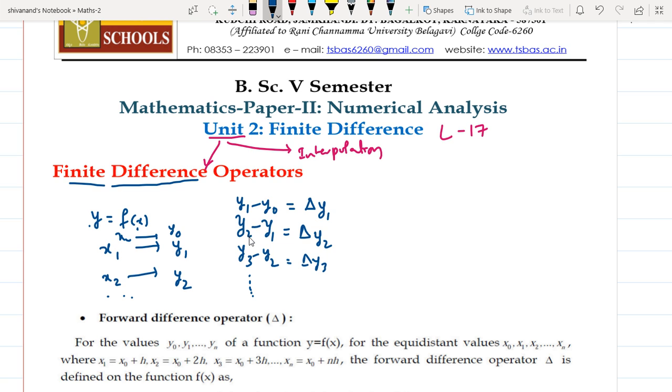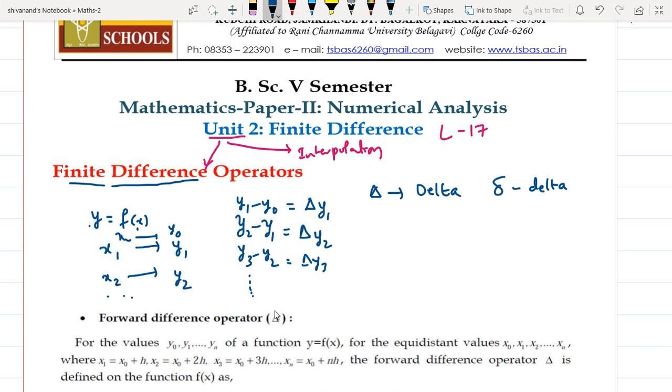Here delta represents change. That is the difference between y1 and y0. The difference between y2 and y1 is denoted by delta y2, and this is a Greek letter, capital delta, the capital letter of delta, and we know that this is small delta. These are the Greek symbols which we are going to use as operators. So this is the operator.